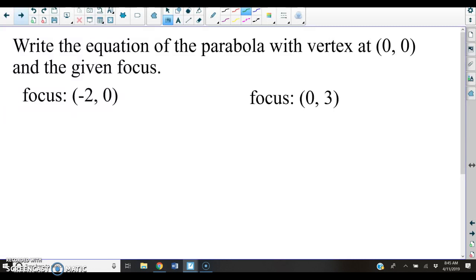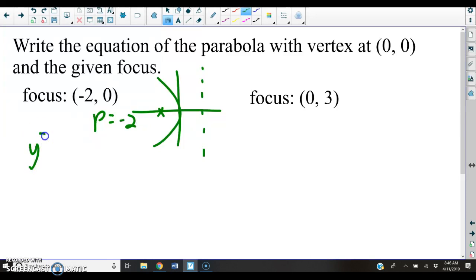Okay, so this time the focus is at negative 2, 0. So here's my focus, here's my vertex. So my directrix will be here, but my value of P is going to be negative 2. Okay, so now since it's going left and right, it's y squared equals 4 times the P x. Okay, so y squared equals negative 8x.